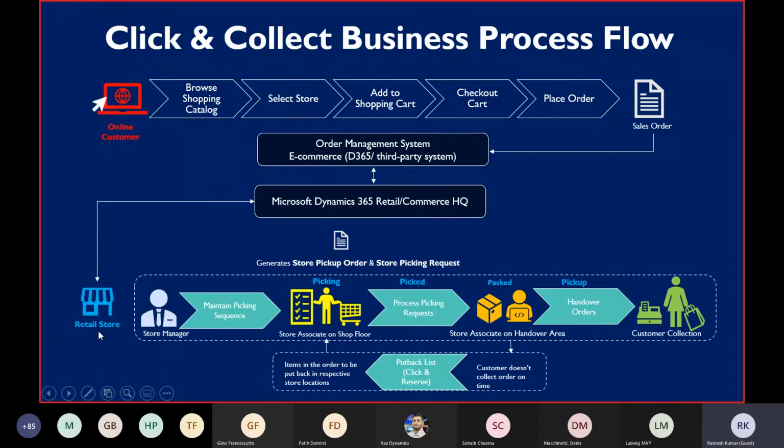And in the retail store, it automatically generates a store pickup order and store picking request. Here the store manager will maintain a picking sequence, and the store associate will do the picking process. Once the picking process is completed, the order will be marked as picked. And once the items are packed and moved to the handover area, it will be marked as packed.